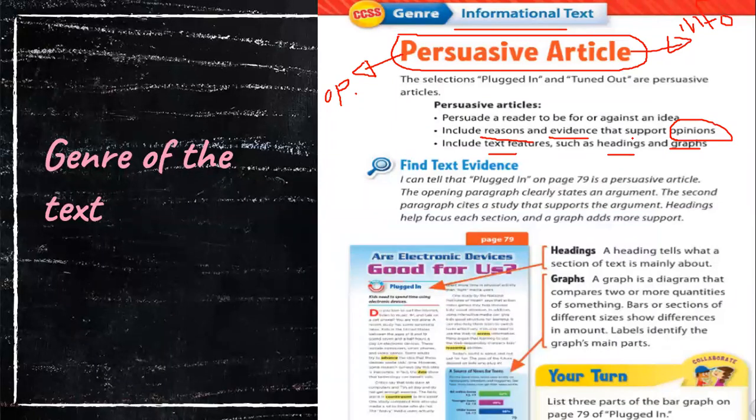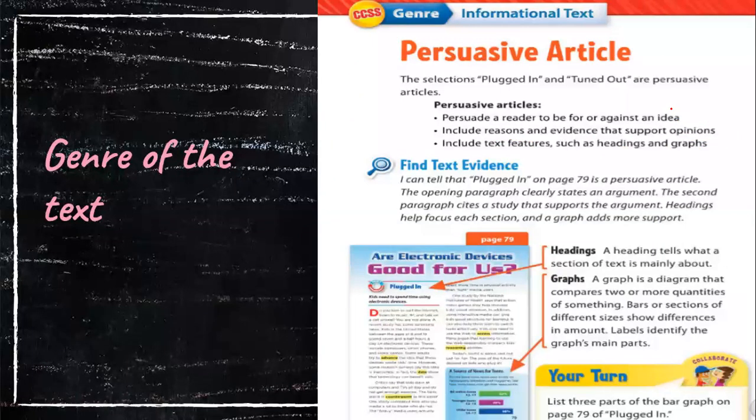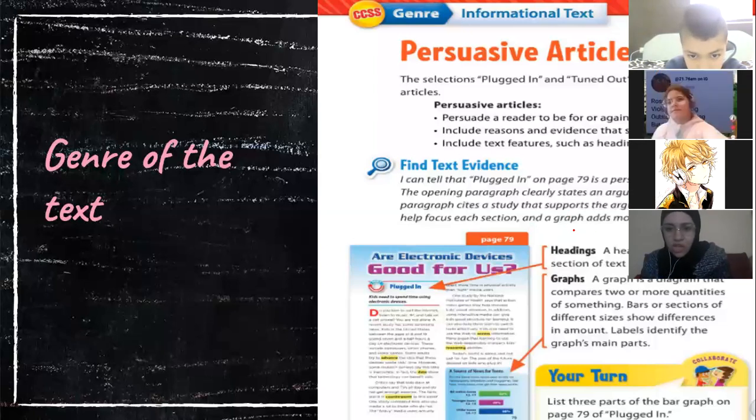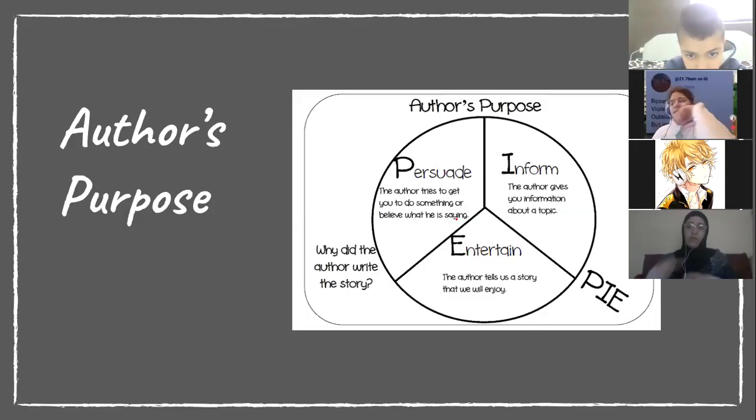He must include reasons and evidence to support his opinion, and you must find text features like headings and graphs. Okay, guys? Clear? The genre clear? I think that it's clear. It's not difficult at all. We can move to the comprehension skill, which is something you will see that it is similar to the genre.